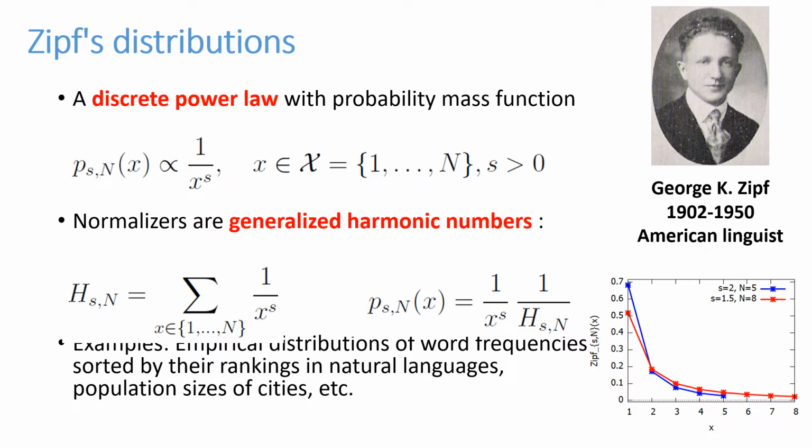George Zipf was an American linguist who found that many empirical distributions of frequencies of words in human language text follow such a power law distribution. Here I plot two Zipf distributions, one in blue with discrete support ranging from 1 to 5, and one in red with discrete support ranging from 1 to 8. The corresponding power parameters are denoted by the scalar s.